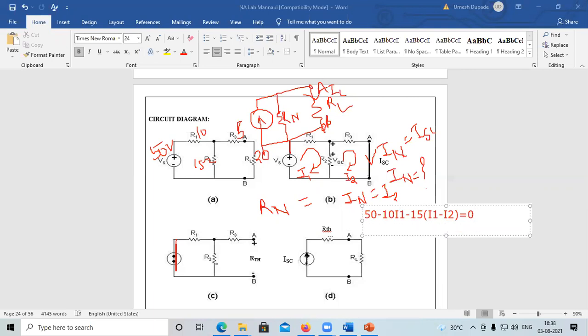Just simplify this. That is 50 minus 10 I1 minus 15 I1, minus into minus plus 15 I2, it is equal to 0. Again shift this, take I1 common. Minus 10 minus 15 is nothing but minus 25. It can be shifted to the right hand side, so the equation becomes 25 I1 minus 15 I2 equals 50. So this is equation 1. बरोबर आहे ना इक्वेशन?